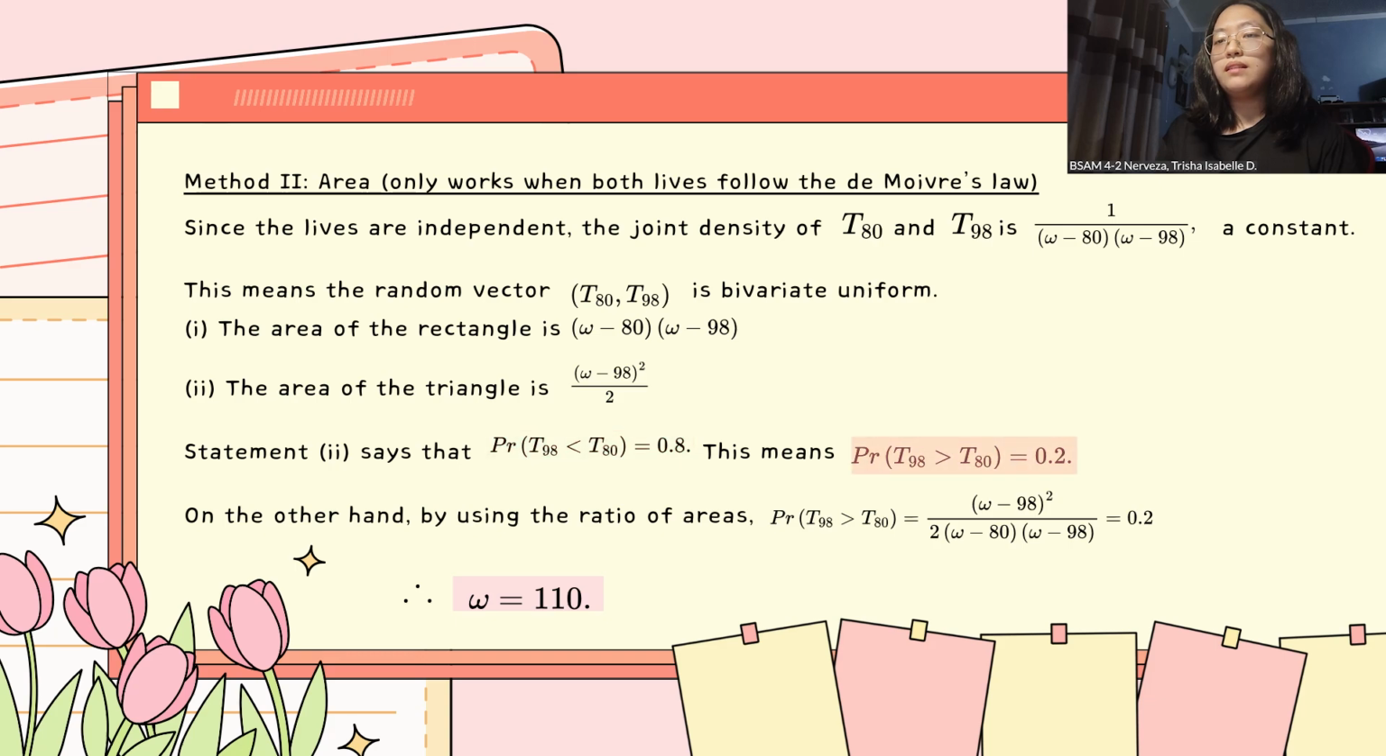Then its complement, that age 98 dies after age 80, is 0.2. Since the probability is proportional to the areas, we get the following. Hence, we get the same answer of omega equals 110.